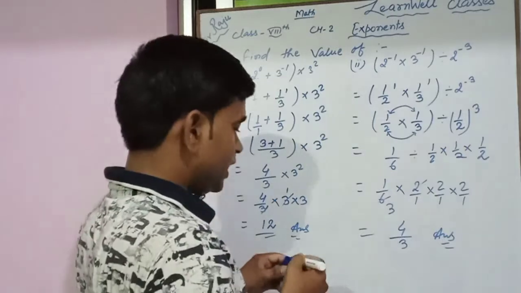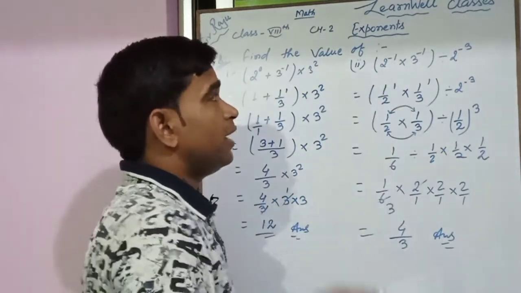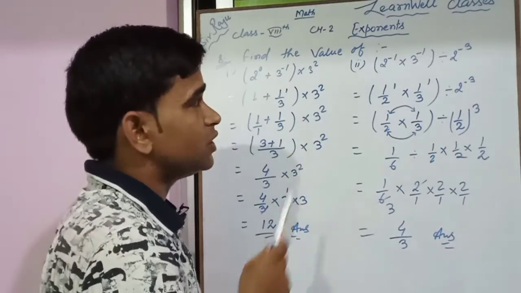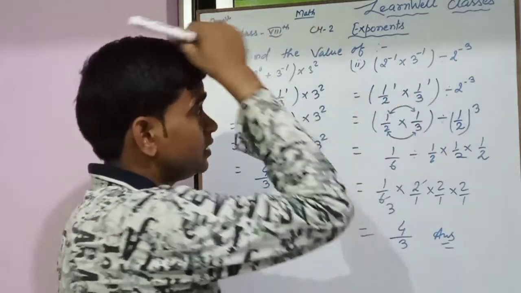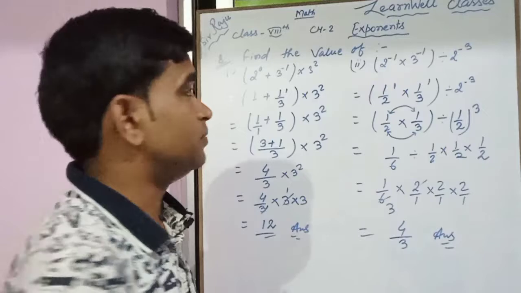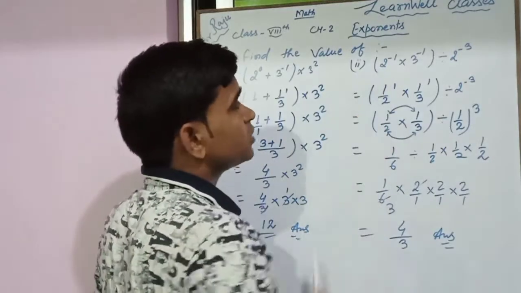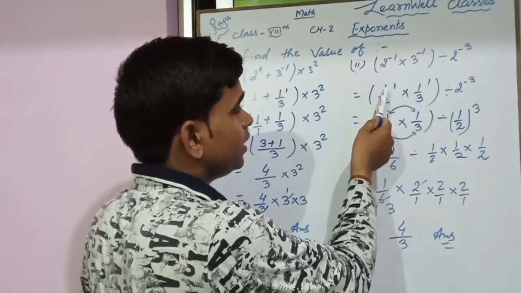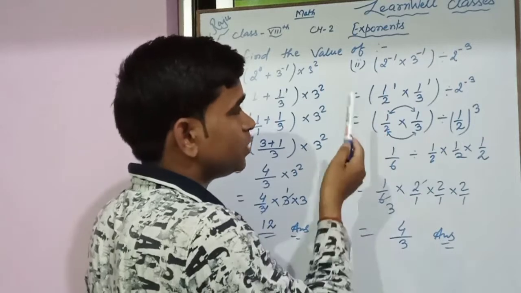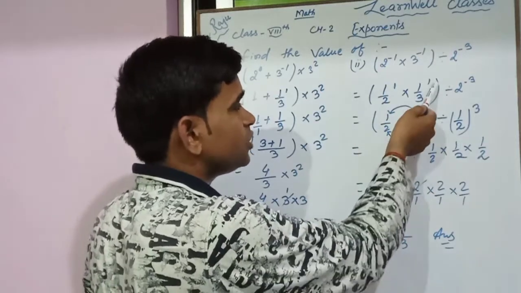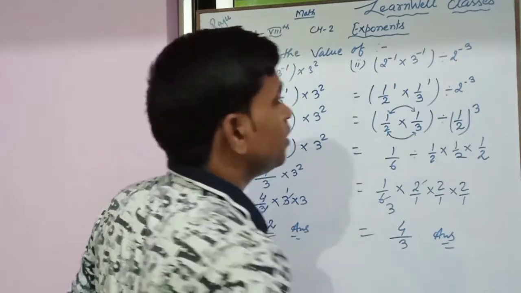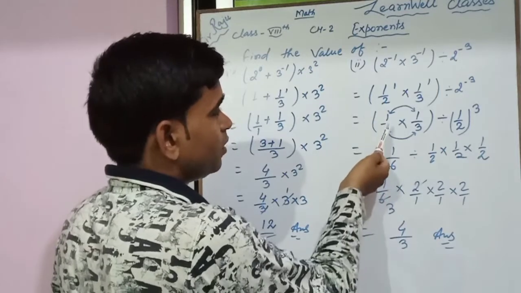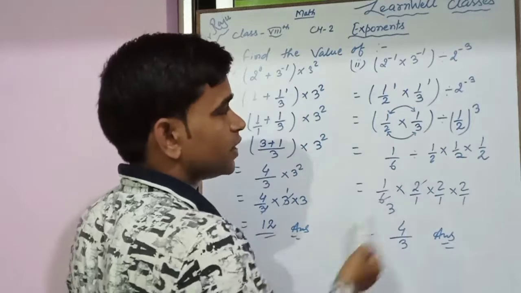Next we have 2 raised to the power minus 1 into 3 raised to the power minus 1, divided by 2 raised to the power minus 3. When the exponent is in negative form, it will be reciprocal. So it will be 1 upon 2 raised to the power 1 into 1 upon 3 raised to the power 1, divided by 2 raised to the power minus 3. So we have 1 upon 2 into 1 upon 3, divided.